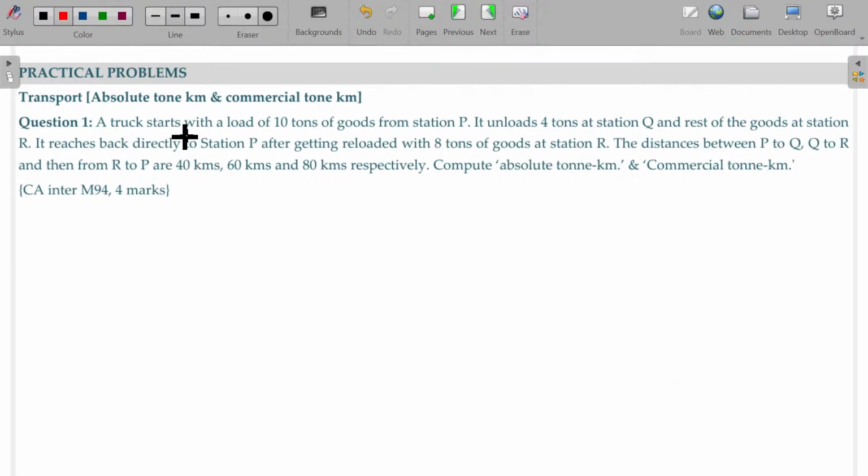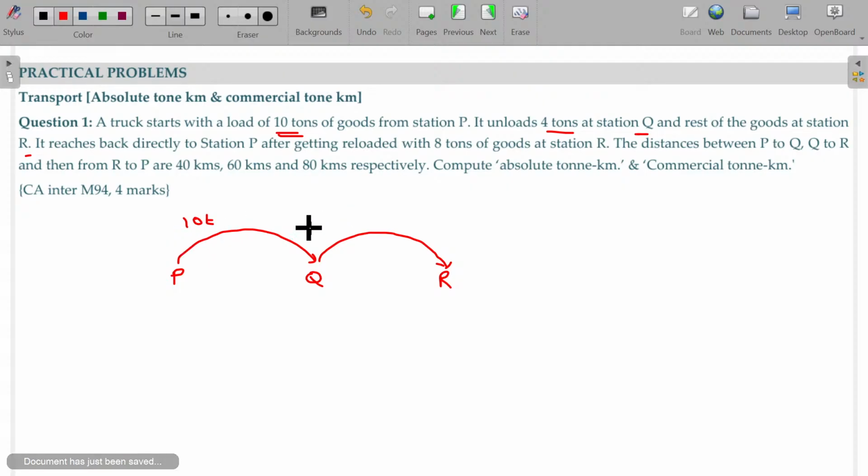Let's see here. A truck starts with a load of 10 tons of goods from station P, and it unloads 4 tons at station Q and the rest of the goods at station R. So P, Q and R: from P to Q, Q to R. While starting, it carries 10 tons. Here 4 tons are unloaded, thereafter it carries only 6 tons. It reaches back directly to station P after getting reloaded with 8 tons of goods at station R.